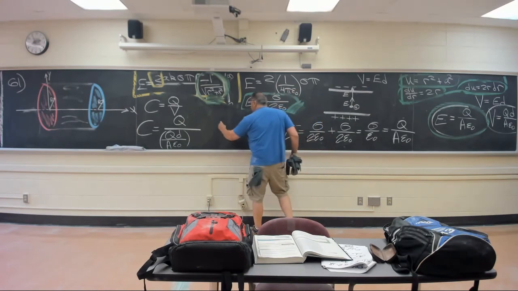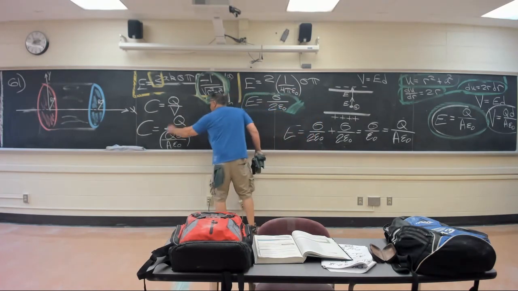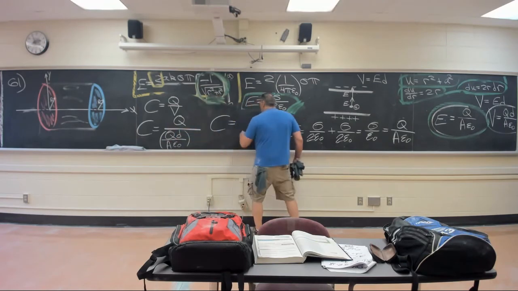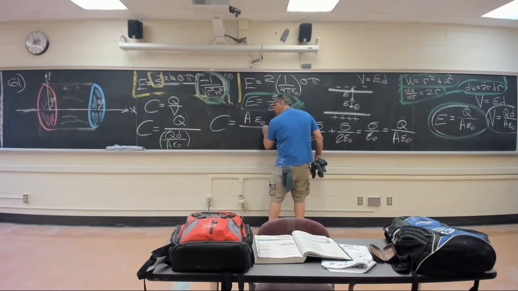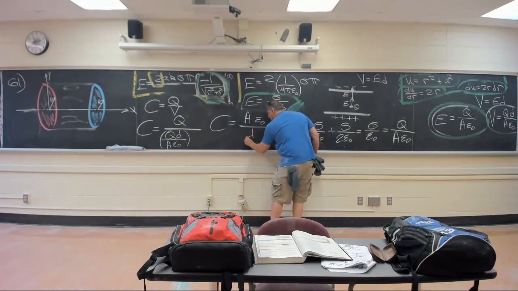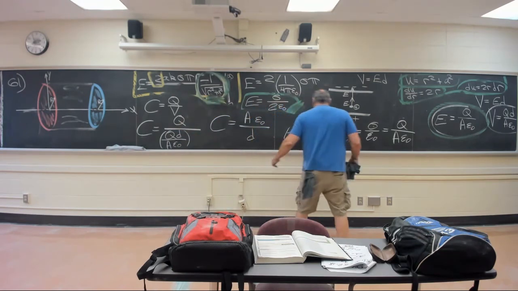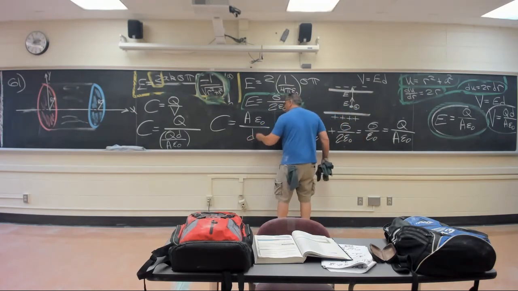What do we got? C is C. The Q's cancel. The A epsilon naught comes on top. The Q's cancel. A epsilon naught over D. We've seen that. It's where it's coming from, guys. I couldn't resist going through it again.